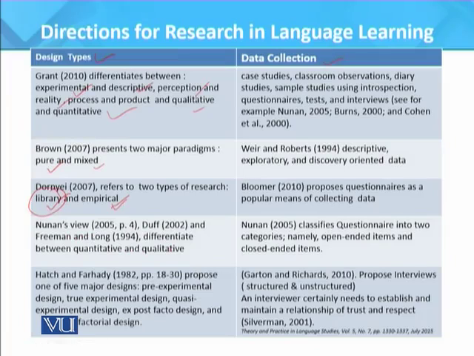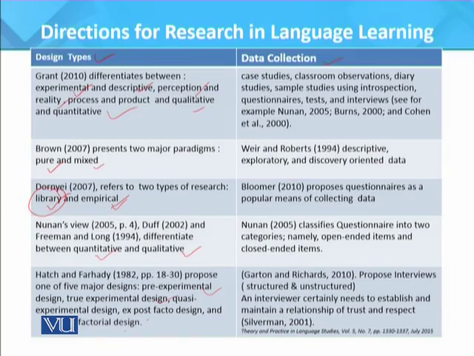Now Noonan and Duff differentiate between, again, quantitative and qualitative, and Hatch and Farhady propose one of 5 measures of design: either pre-experimental design, true experimental, quasi-experimental, ex post facto design, or factorial. So there are a number of 5 designs. You do not follow all of them, but according to these researchers, you can come up with any one out of these 5.